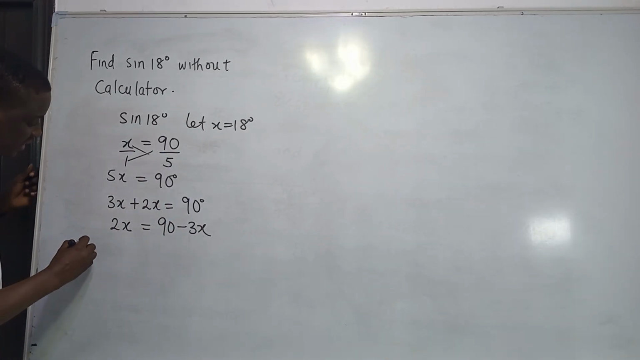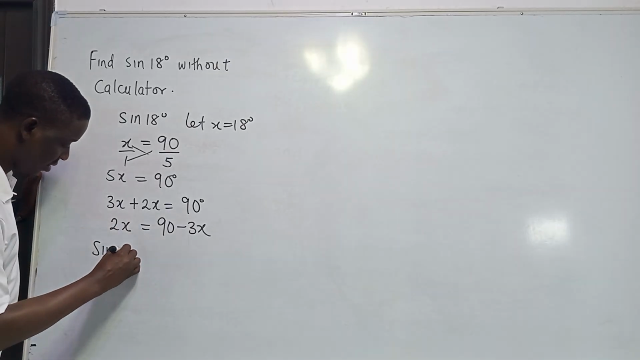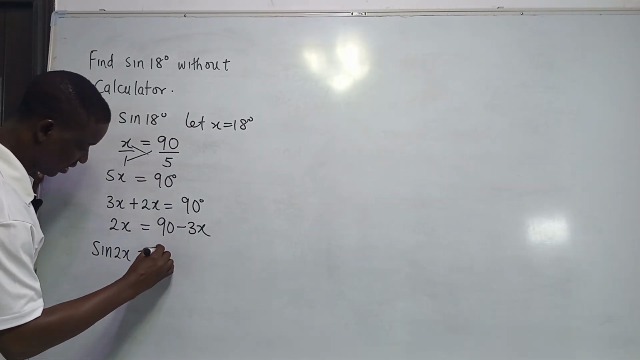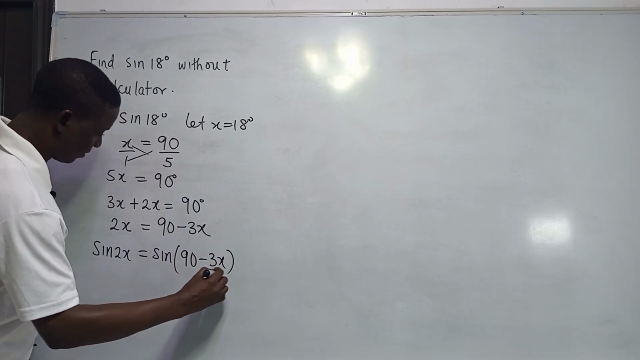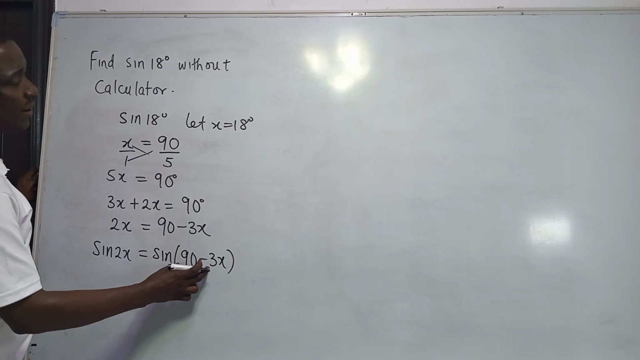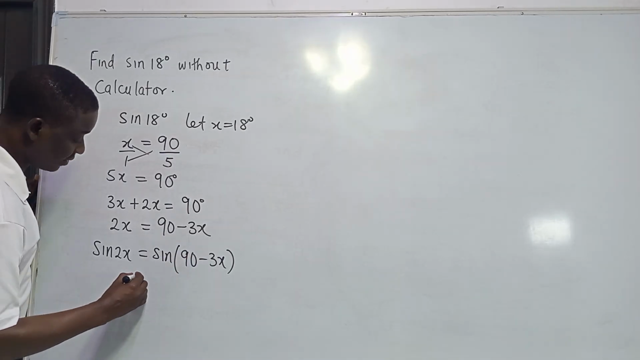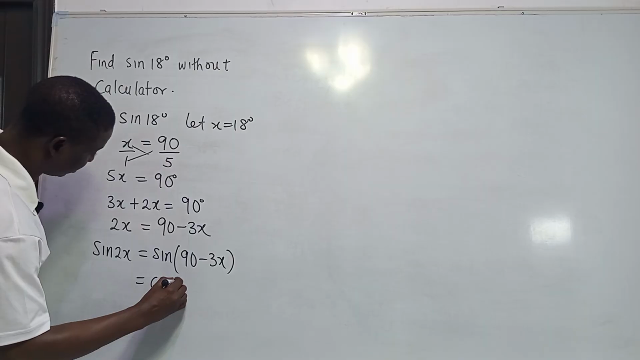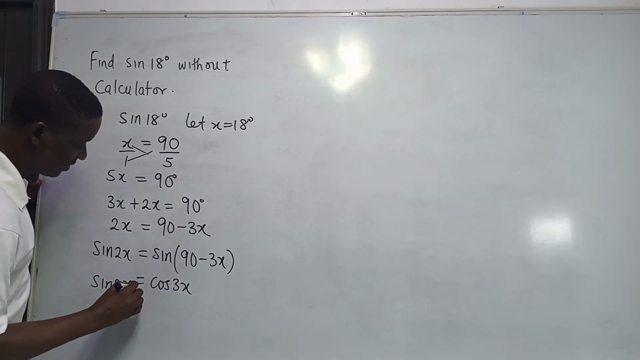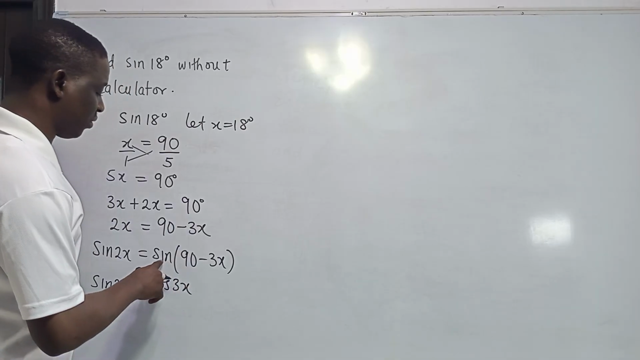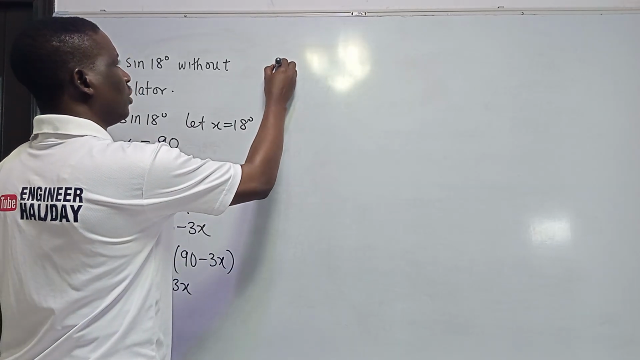In this case, these two are angles, so let's multiply both sides by sine. We're going to have sine 2x is equal to sine of 90 minus 3x. Now, to complement this angle, there is something that will complement it, and that will be equal to cos 3x. So cos 3x is the same thing as sine of 90 minus 3x.